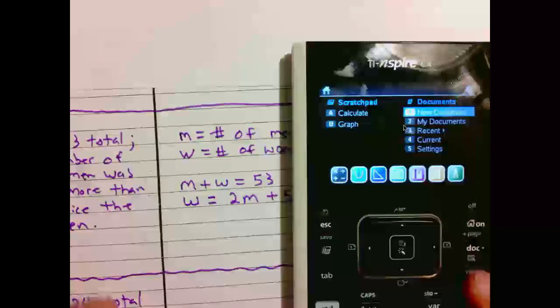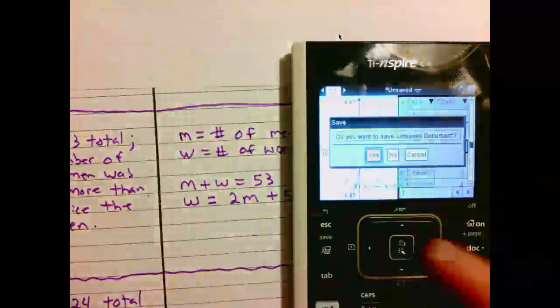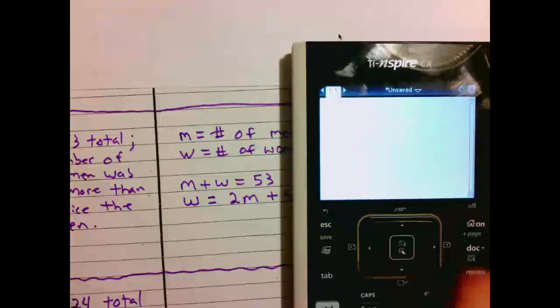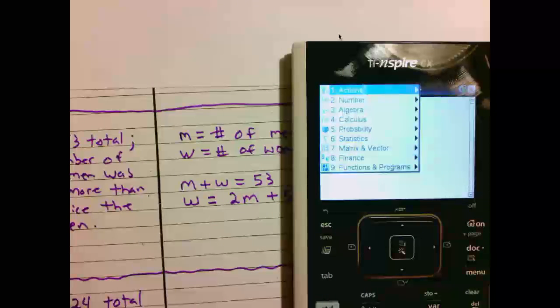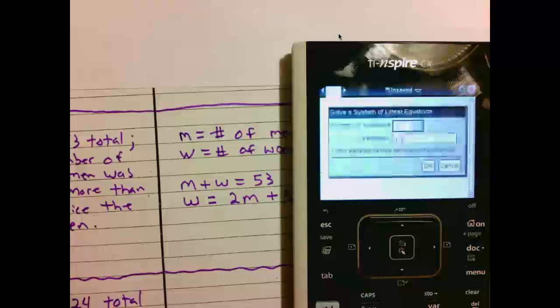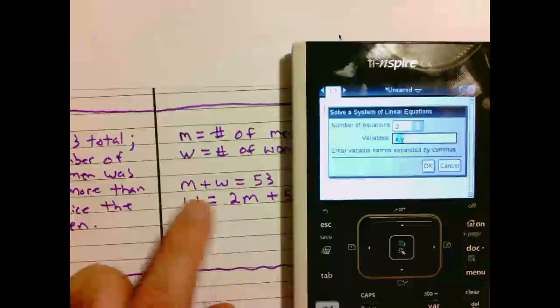Home screen. One new doc. No, we don't want to save. One calculator. Menu. 3 algebra. 2 system of linear equations. This time I'm going to use the variables m and w.